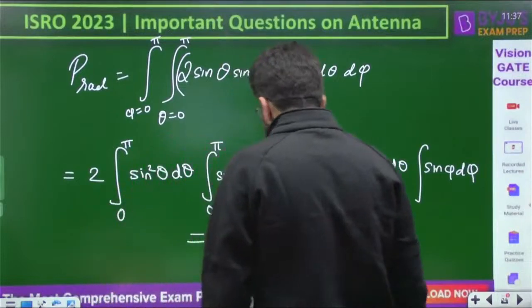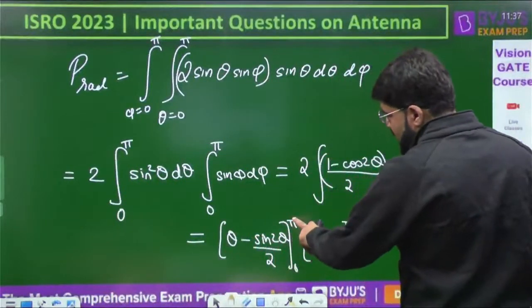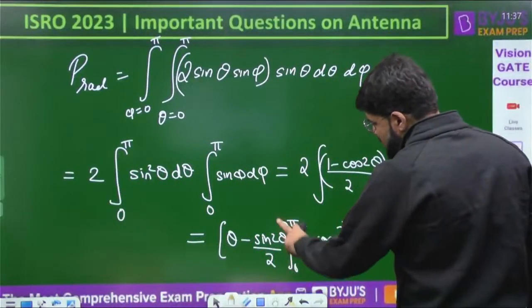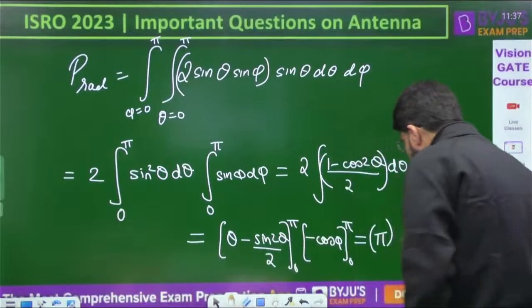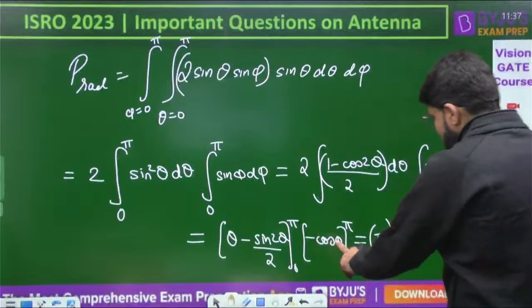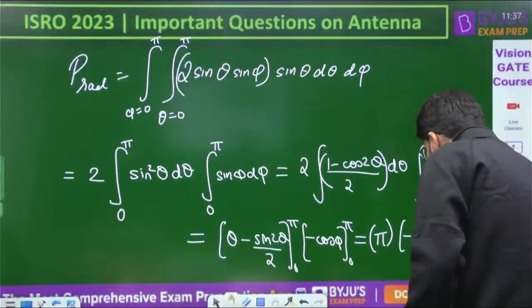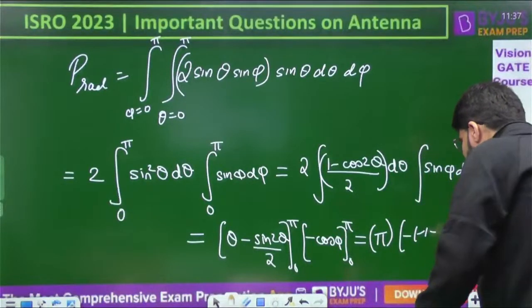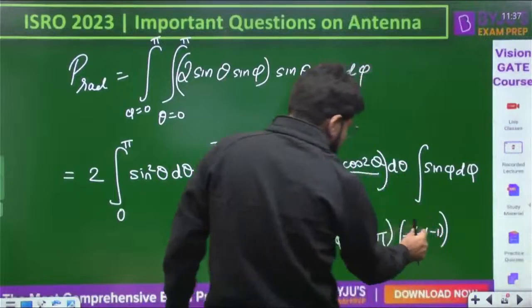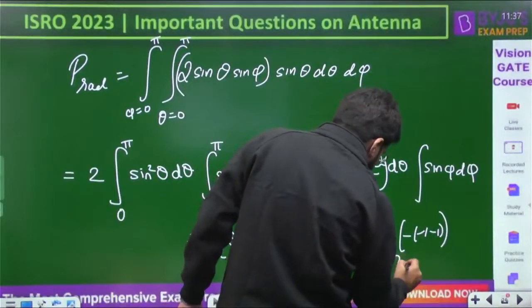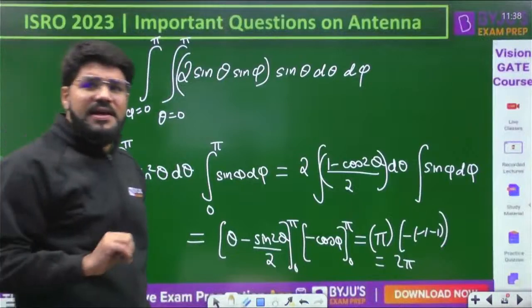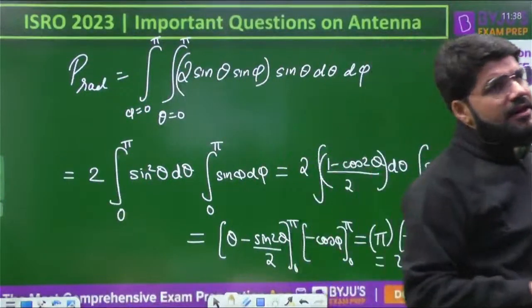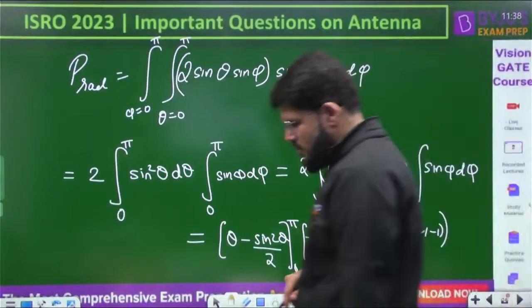Solve it, guys. Look, sine 2 pi or sine 0, both are 0, so the limit remains only on theta. So the first term should be pi minus 0. The second one, with the minus, cos pi is minus 1 and cos 0 is 1, so upper minus lower limit gives total minus 2, of minus 2. The total answer should be 2 pi for the radiated power. Clear? Yes, Kumar, you can also go by the Wallis integral formula. Okay.